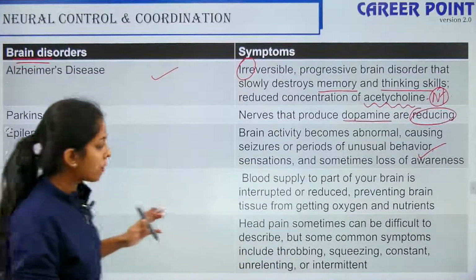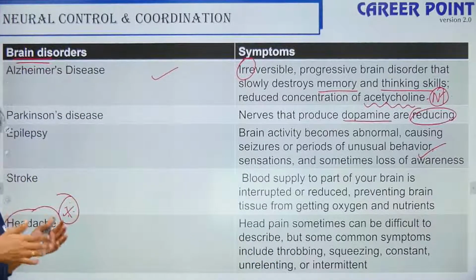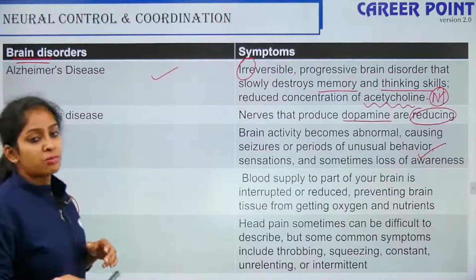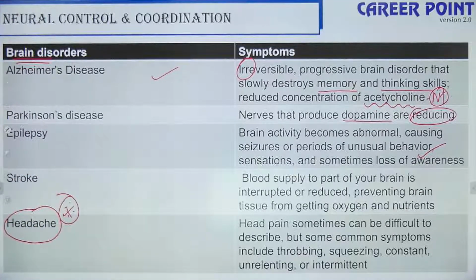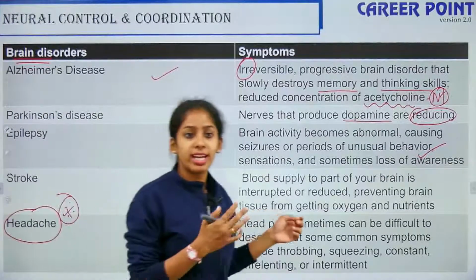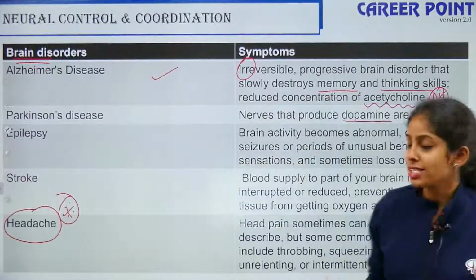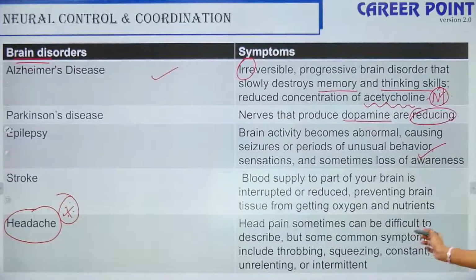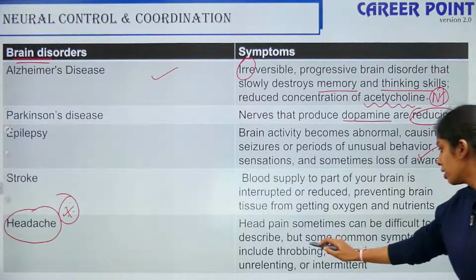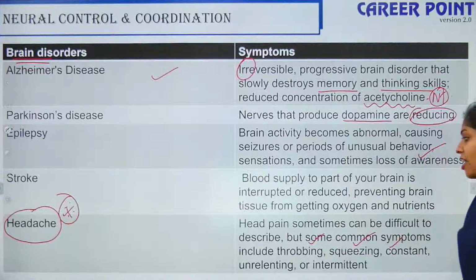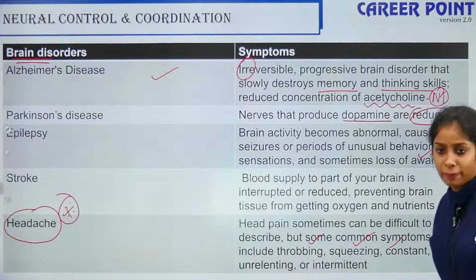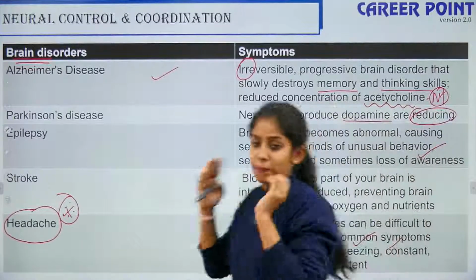Yes, it is so common and it is difficult to describe. So headache is different for different people. Sometimes people who have headache start vomiting also. They have digestion problems. They will not be able to sleep. For some people, they have to sleep, only then it will be fine. So all these are some of the cases. But some common symptoms include throbbing, squeezing, constant and unrelenting or intermittent pain. So you have pain on the temples, right?